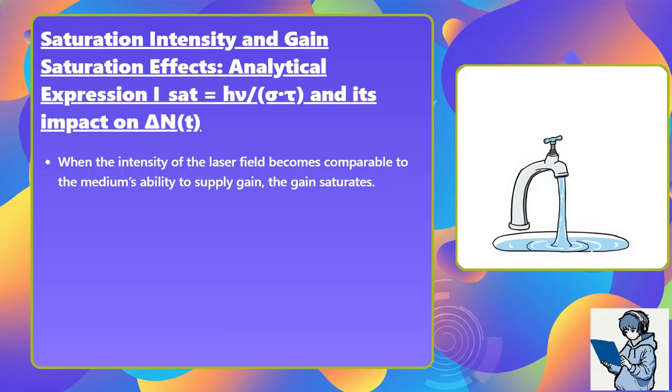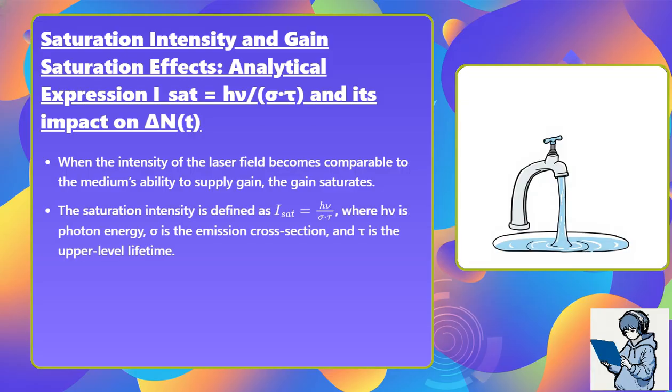When the intensity of the laser field becomes comparable to the medium's ability to supply gain, the gain saturates. The saturation intensity is defined as I sub sat equals h nu over sigma tau, where h nu is photon energy, sigma is the emission cross-section, and tau is the upper level lifetime. For I much less than I sub sat, the gain is approximately constant, the small signal regime.